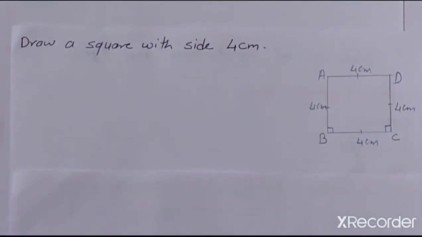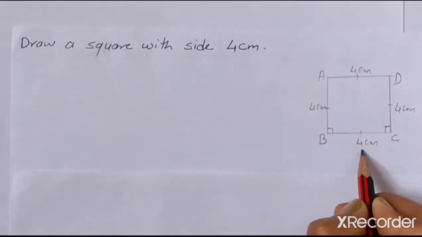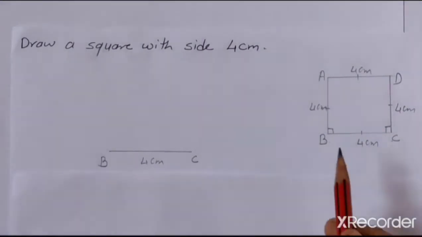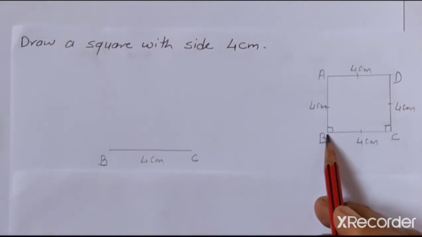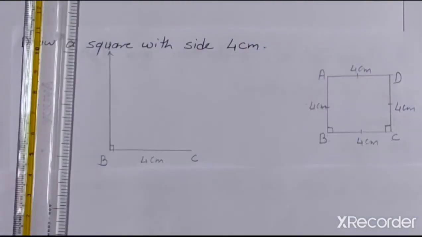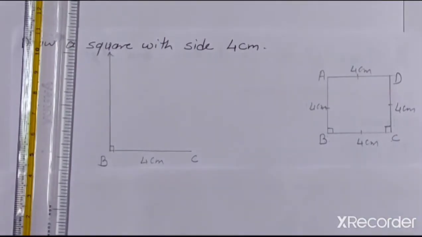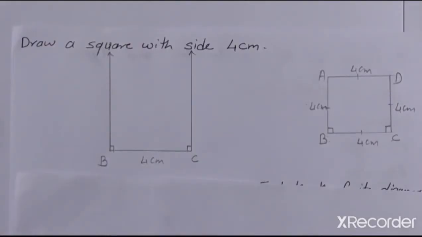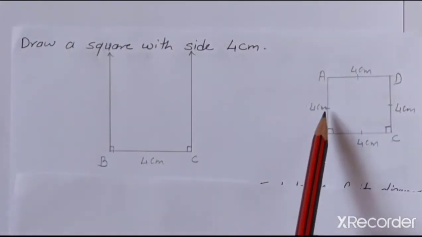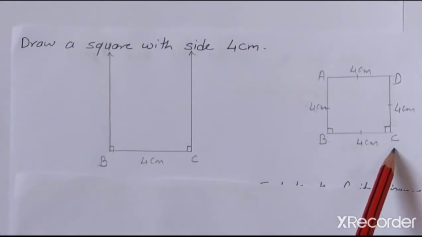Now let's start its construction. First we have to draw the base BC, which is equal to 4 cm. Now the next step is to draw the measure of angle B, which is equal to 90 degrees. Next again we have to draw the measure of angle C. Now let us find the positions of point A and point D, which are at 4 cm from point B and from point C.